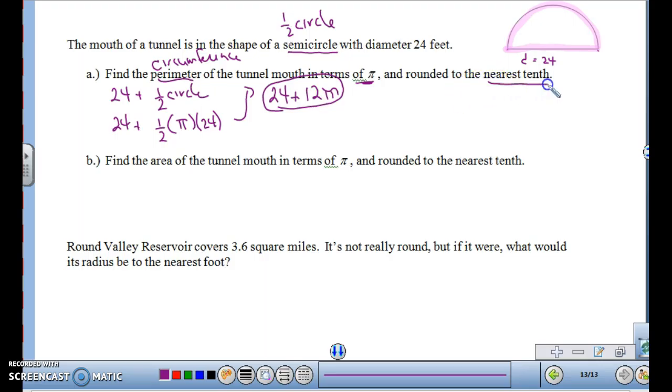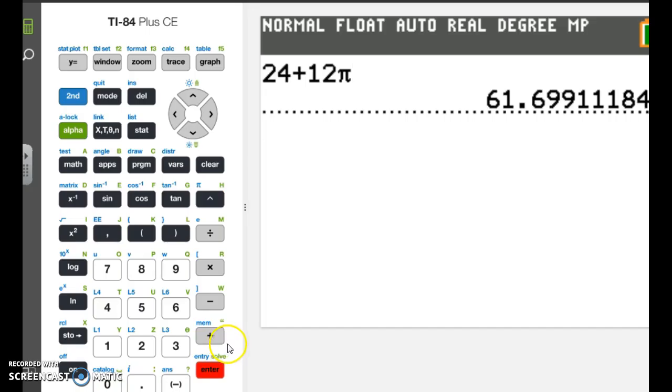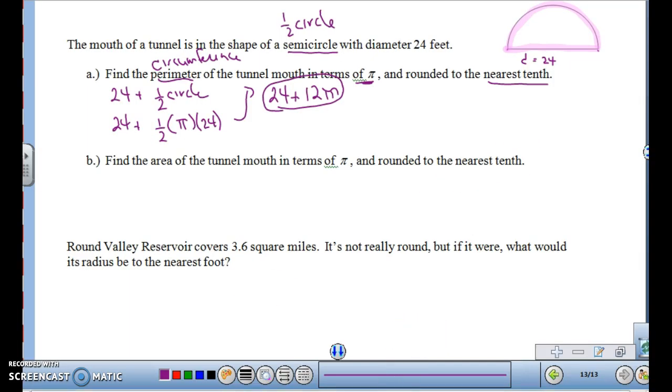Now if it says rounded to the nearest tenth, you would put that in your calculator. So it would be 24 plus 12 pi. You put the whole pi in your calculator and press enter, and it says round to the nearest tenth, so this would be 61.7. So it will be approximately 61.7 feet.